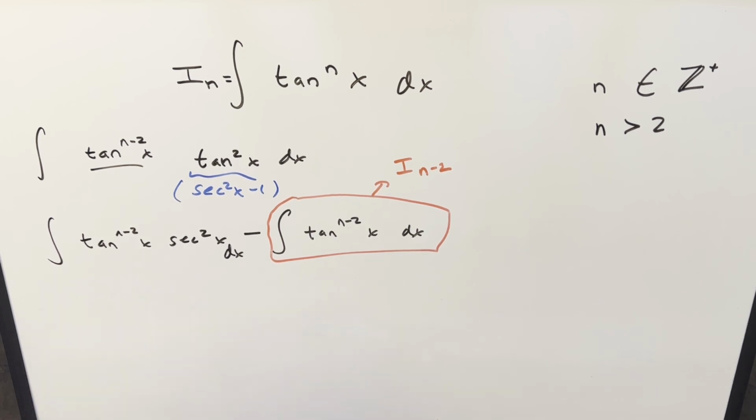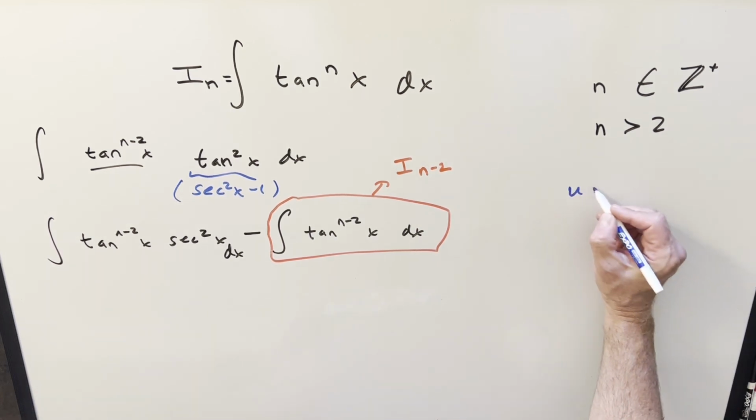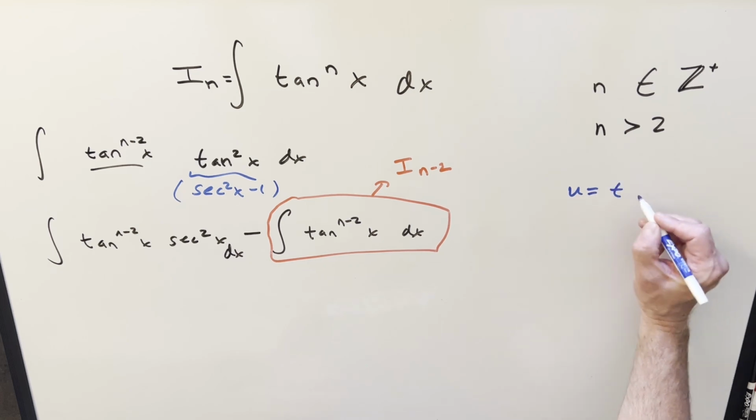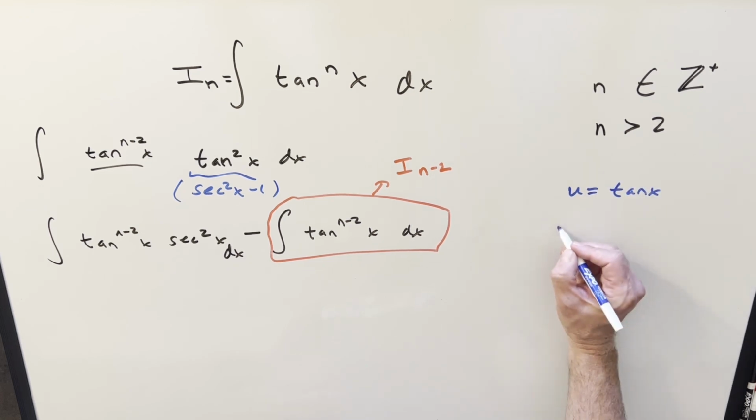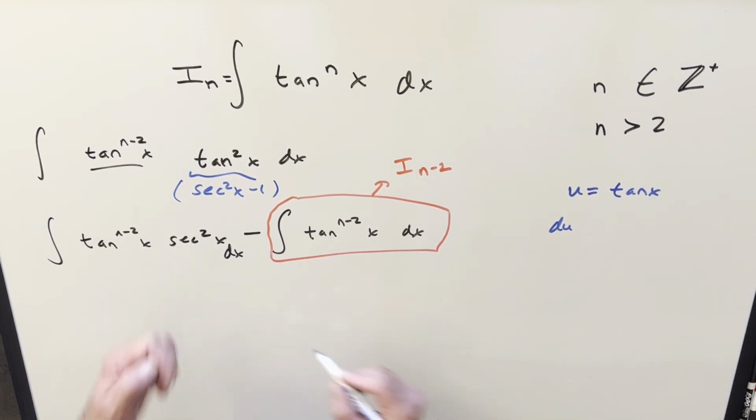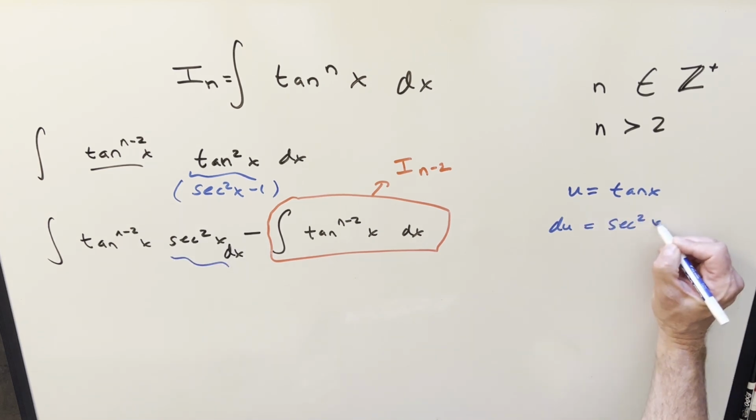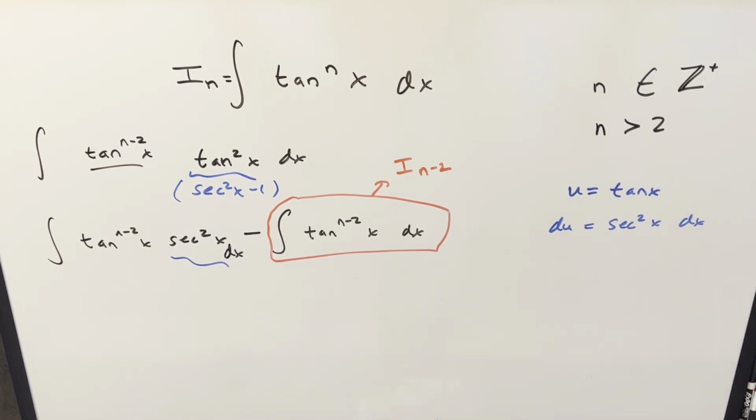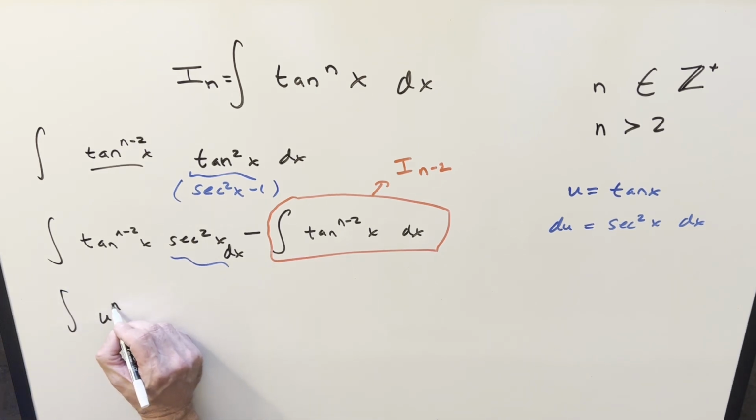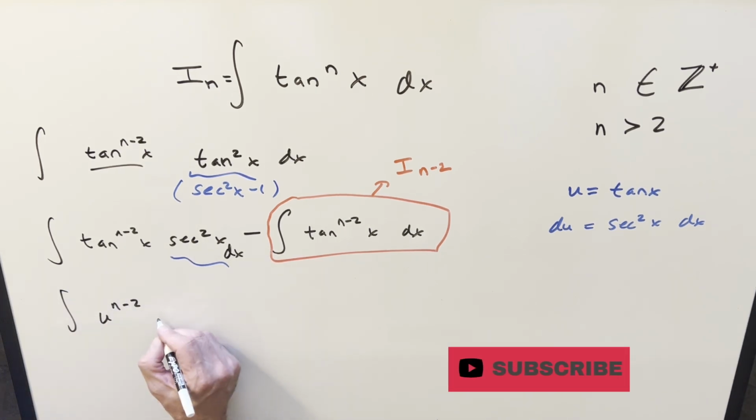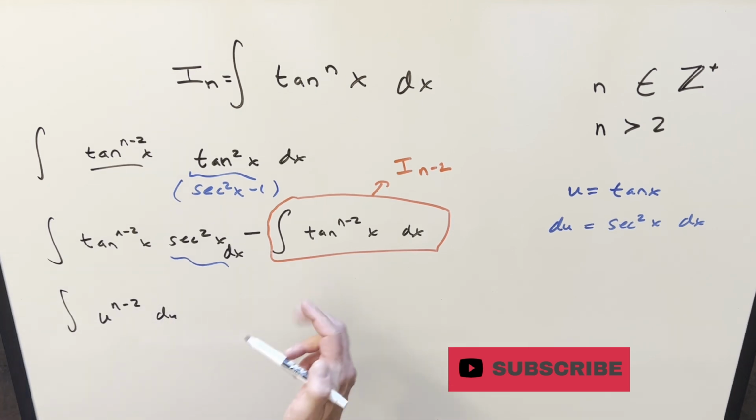What this is, is perfectly set up for a u substitution. So let's do that over here. We'll set u equal to tan x. The reason that's nice is because we've got the derivative right here. du is going to be secant squared x dx. So substituting it, this becomes u to the n minus 2, and everything else is du.